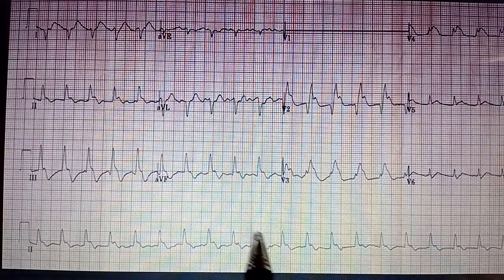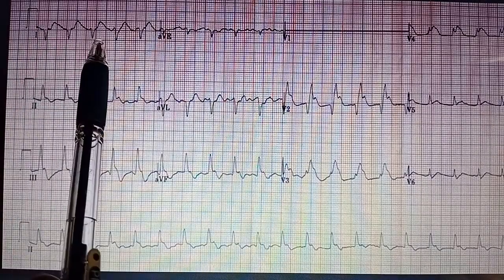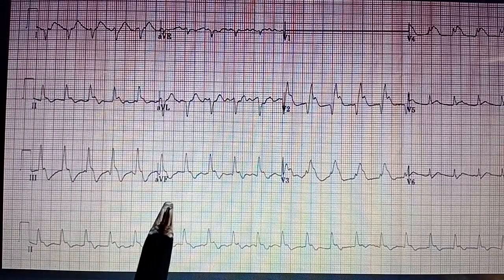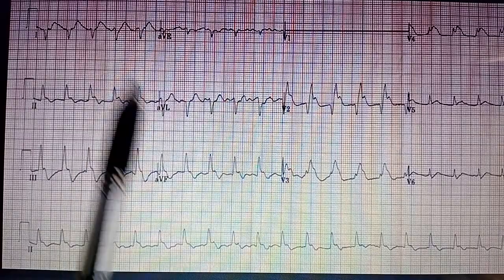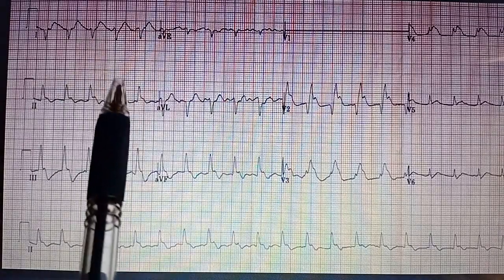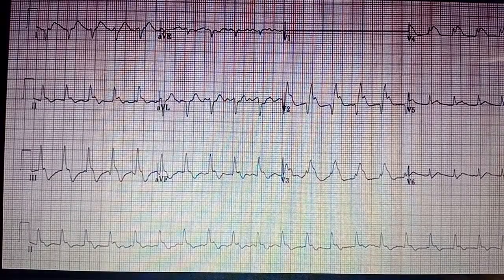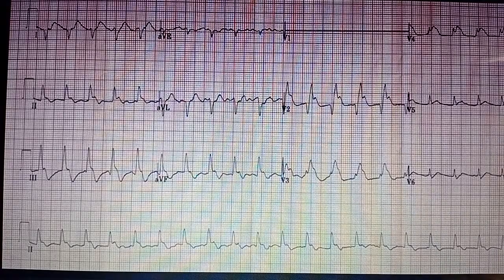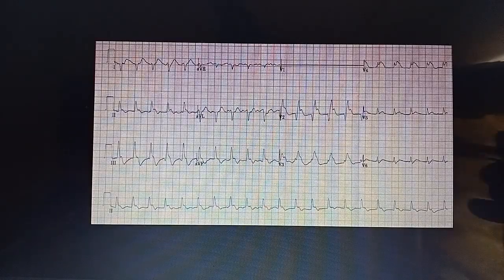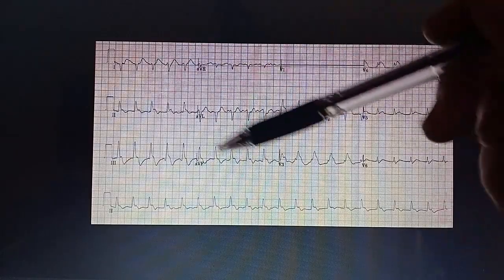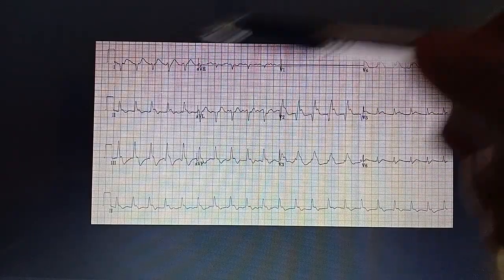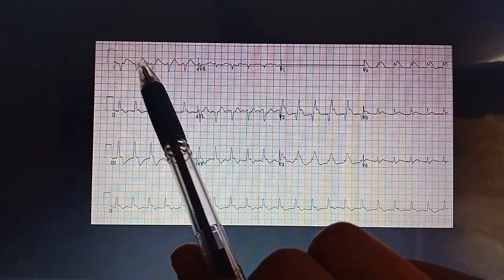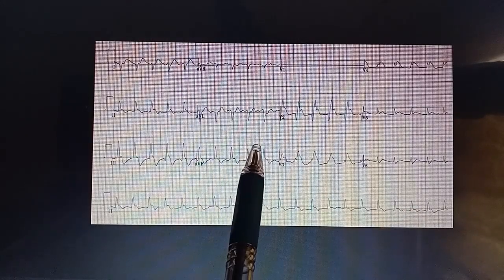Why is it the right bundle branch block? Because lead 1 is negative and lead AVF is positive. Both of them are facing towards each other. So if these two leads are facing towards each other, it means that it is the right bundle branch block, and that is the right axis deviation. On the other hand, in the cases of left bundle branch block, lead 1 and AVF would be facing away from each other. That means lead 1 would be facing upwards, that means it would be positive, while lead AVF would be negative.